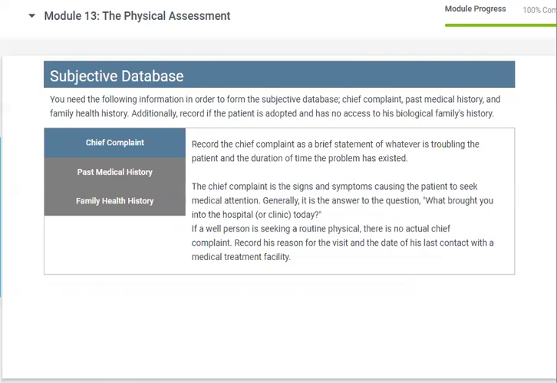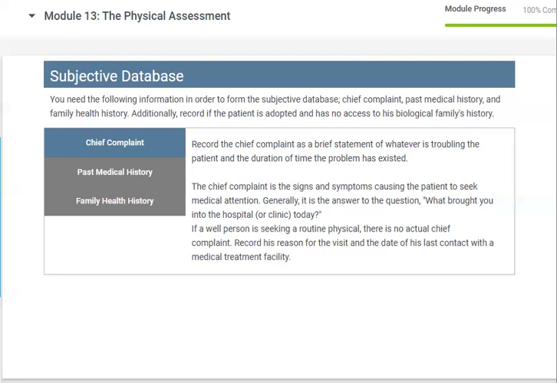Chief complaint. Record the chief complaint as a brief statement of whatever is troubling the patient and the duration of time the problem has existed. The chief complaint is the signs and symptoms causing the patient to seek medical attention. Generally, it is the answer to the question, "What brought you into the hospital or clinic today?" If a well person is seeking a routine physical, there is no actual chief complaint. Record his reason for the visit and the date of his last contact with a medical treatment facility.